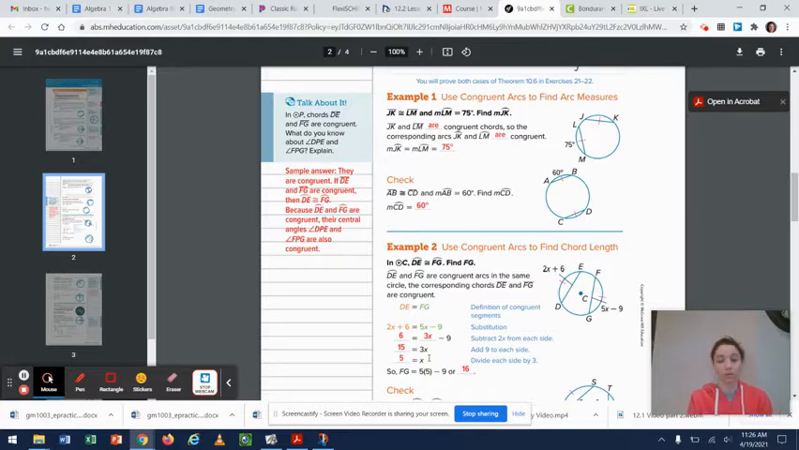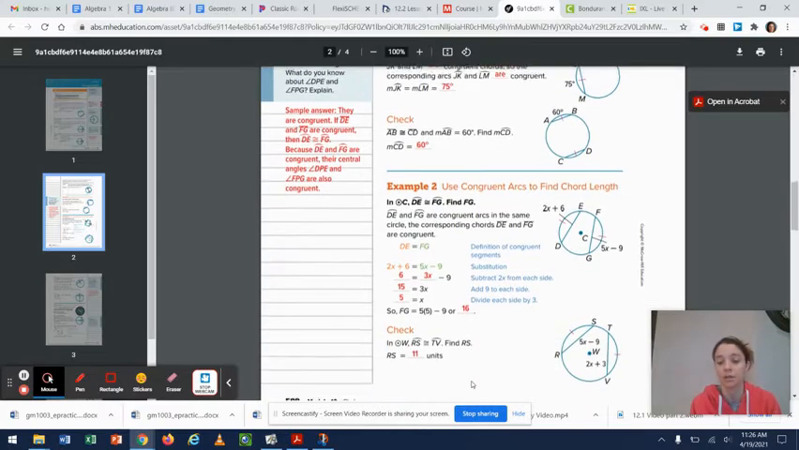I remind you they are not wanting the value of x, they want the length of FG. So after rereading the question, I find that I need to plug that back in. So that's why they're showing 5 times 5 minus 9, which is the answer of 16. Pause the video and try the check question.